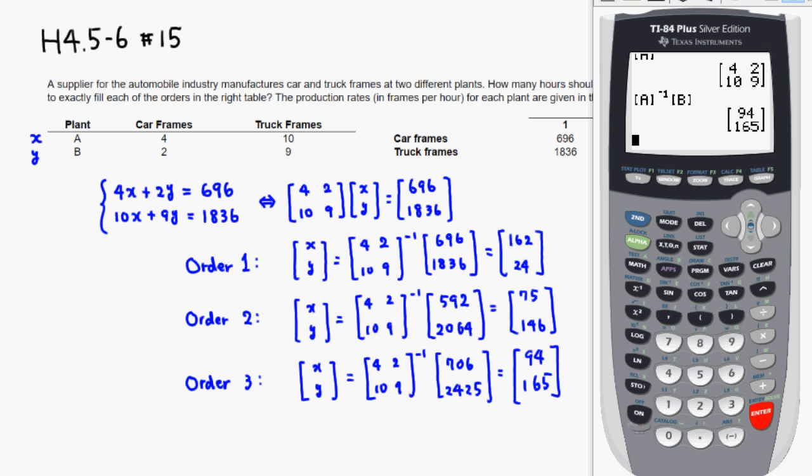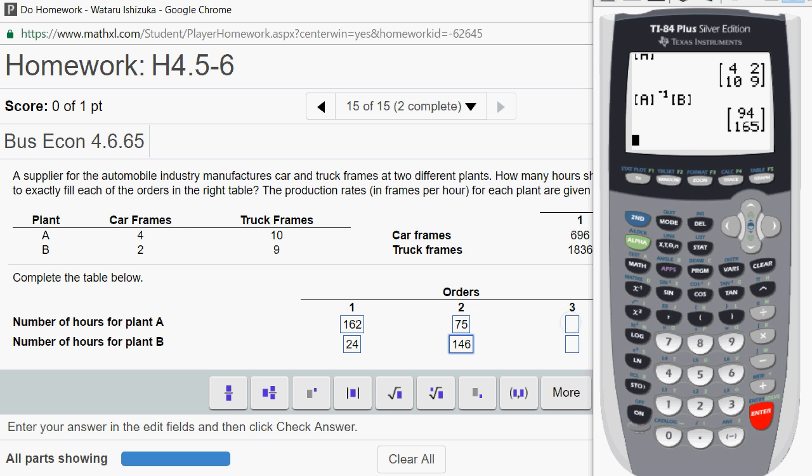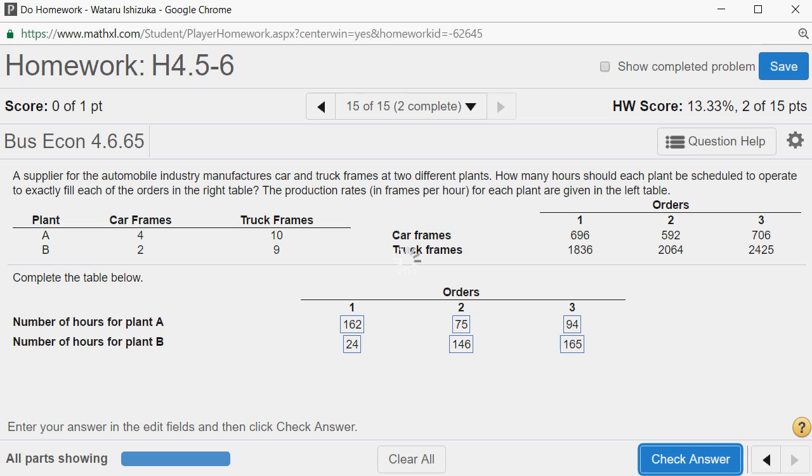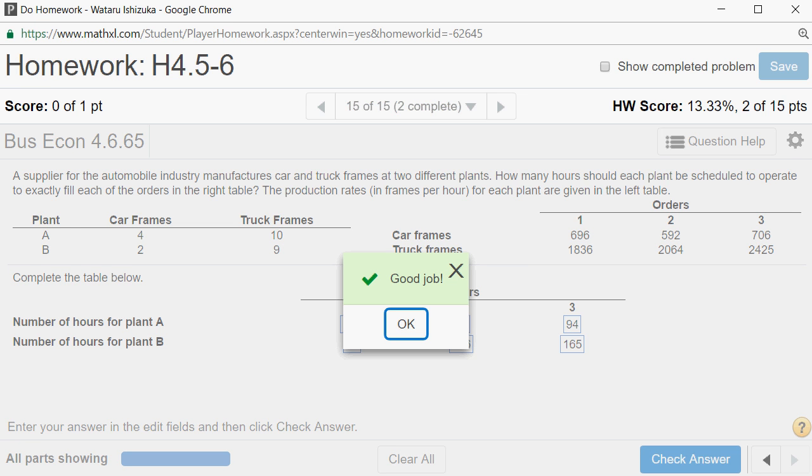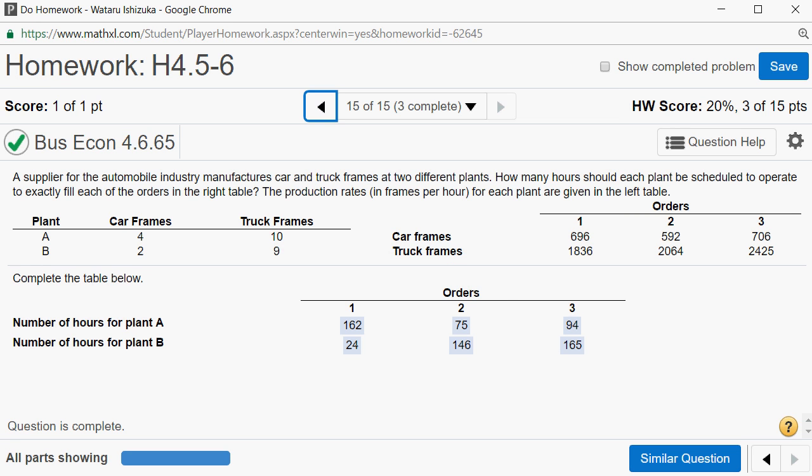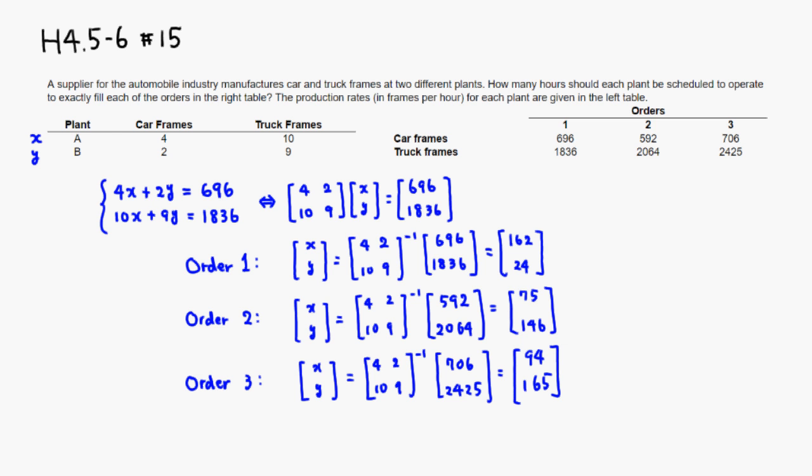All right, so let's type that in. We got the 94 hours there, and here 165 there. Alright, so let's check the answer. We got all of them correctly. Alright, that's it. I hope that this was clear.